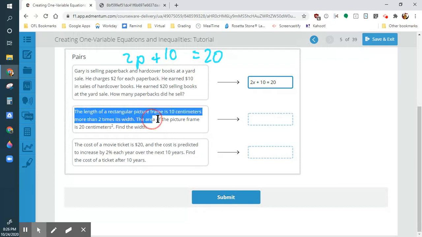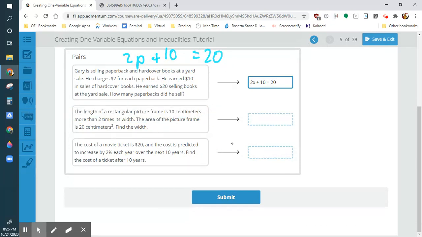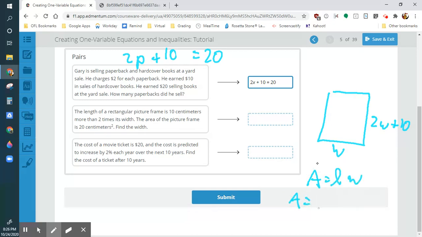Let's take a look at this one. The length of the rectangular picture frame is 10 centimeters more than 2 times the width. So if this is our width, our length is 2 times the width plus 10, because we're taking the width, multiplying by 2, and adding an additional 10. Find the area. Area equals length times width. Our length in this case is 2w plus 10, and then we multiply by our width.